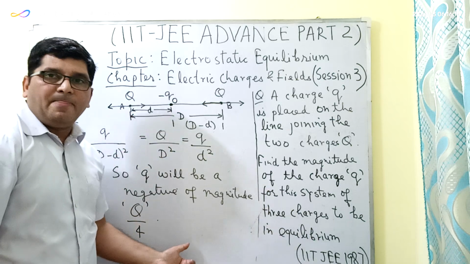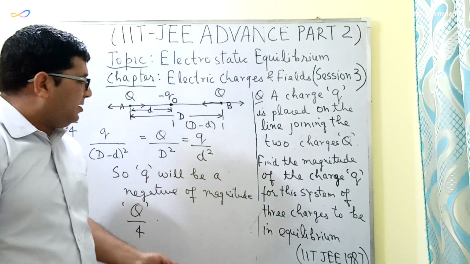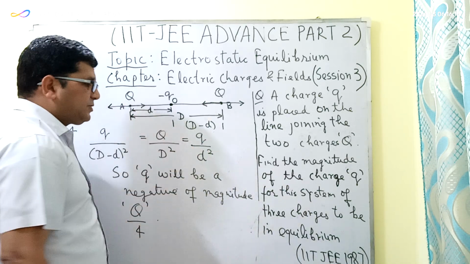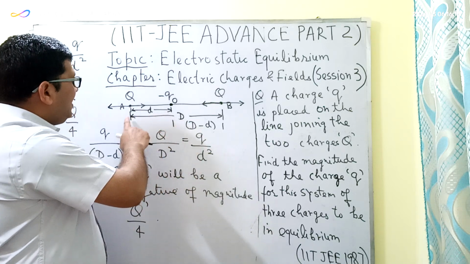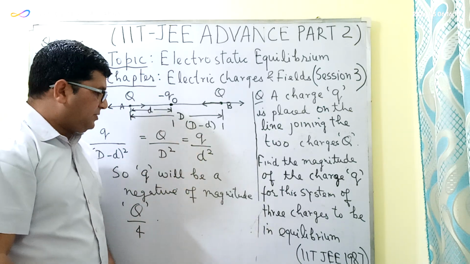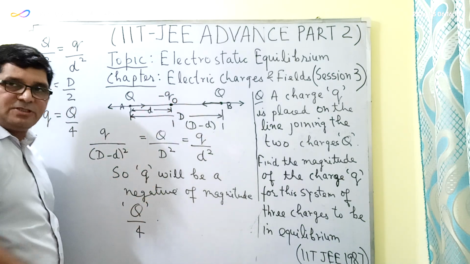So this is the answer, and I hope you have understood the solution of this question. The only thing which you have to remember is that for any system of charges to be in a state of equilibrium, the net force on each charge should be equal to 0. So based on this concept, we were able to find the magnitude as well as the nature of the charge.